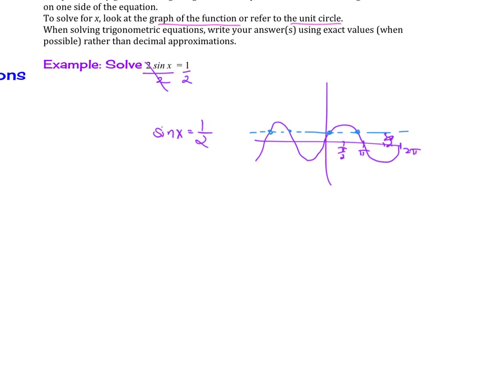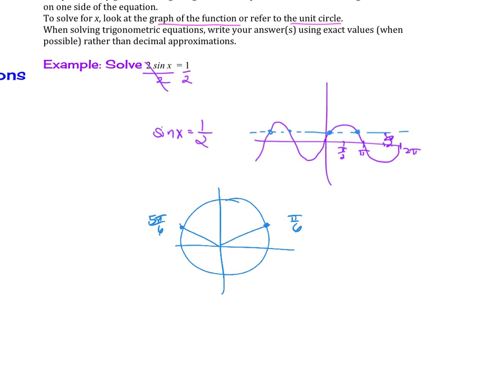But another way we're going to look at it is through the unit circle. So knowing where a half is on our unit circle, it's positive, so we know we're here and here. And when is the y value a half? Maybe right here and right here. So a half is at this point here at pi over 6 and at 5 pi over 6.